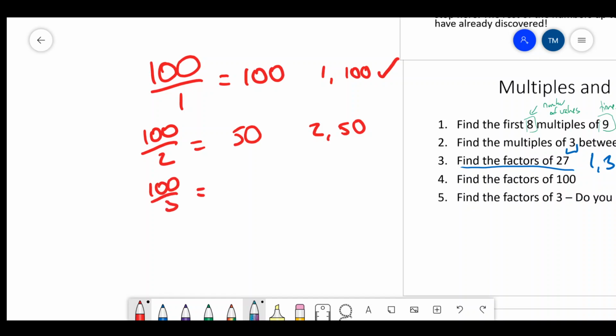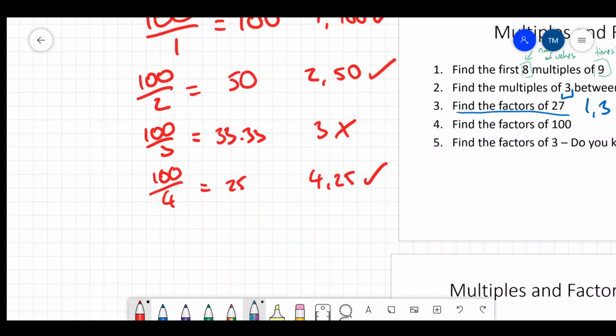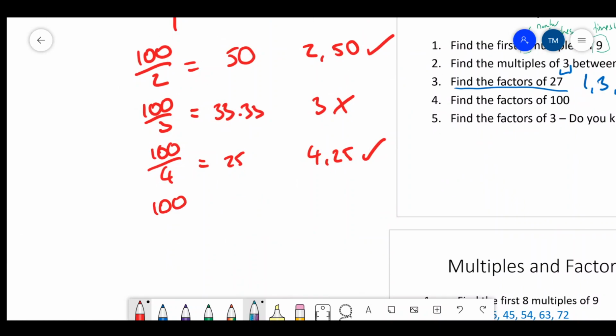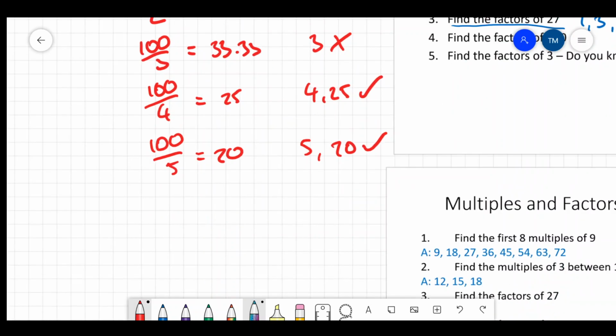100 divided by 3 is going to equal 33.33, so that means that 3 is not a factor. 100 divided by 4 is 25, so that means 4 and 25 are factors. 100 divided by 5 is equal to 20, so we know that 5 and 20 are factors.